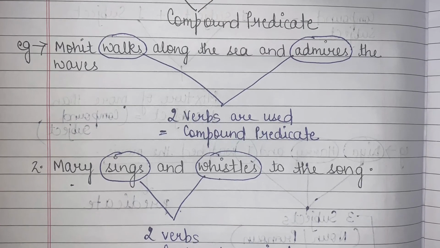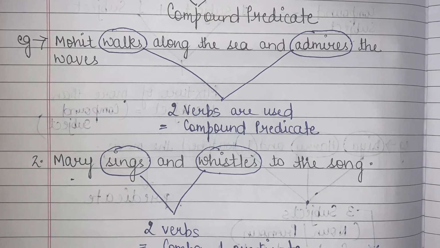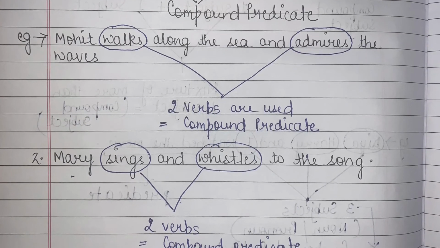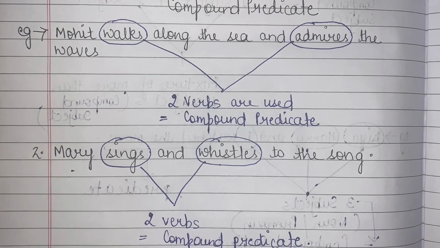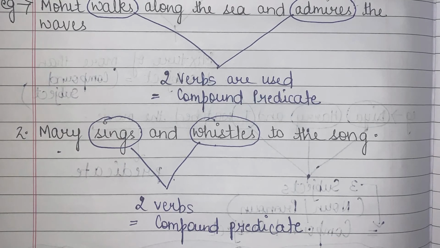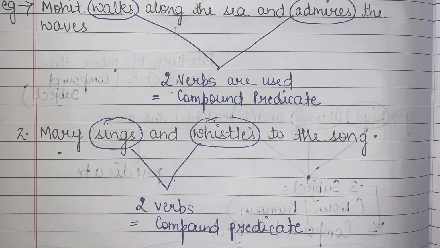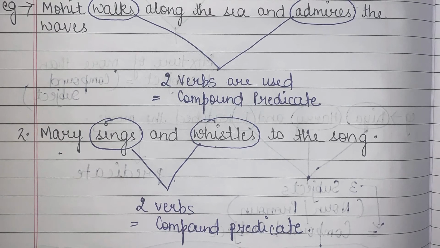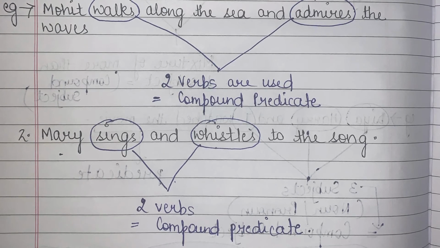Let's see another example. Mary sings and whistles to the song. Now again, firstly I have to find out my subject. So what is my subject here? Yes, who is singing here? We have to ask a question. So what answer will I get in return? It is Mary, right? It is Mary who is singing. So Mary is my subject.